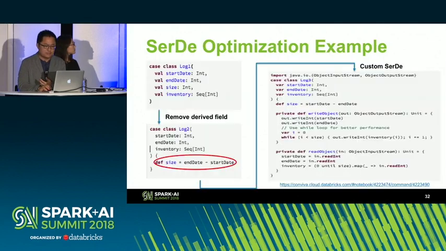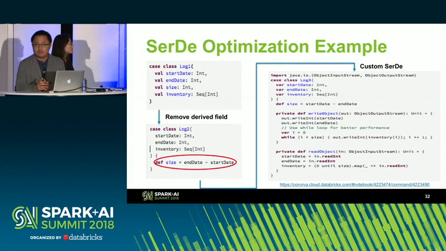Let's also take a simple example. Here we have 3 versions of a log object class. There's an inventory field recording the number of goods in our warehouse every day. And we also have a start date, an end date, and a size in this log class. Because the size could be easily computed using the difference between end date and start date, we remove it at serialization time.